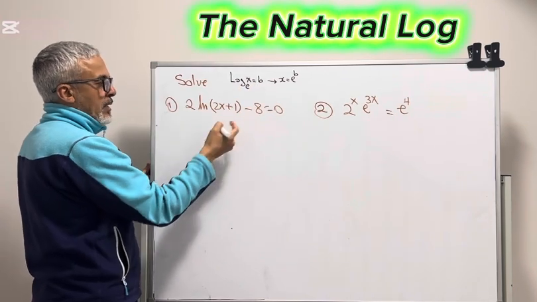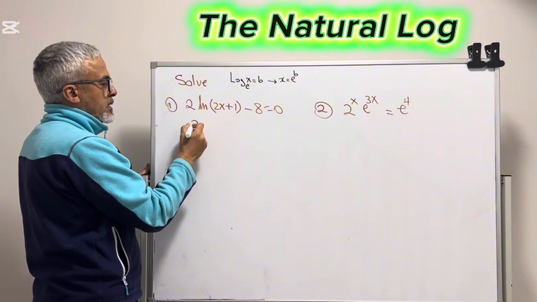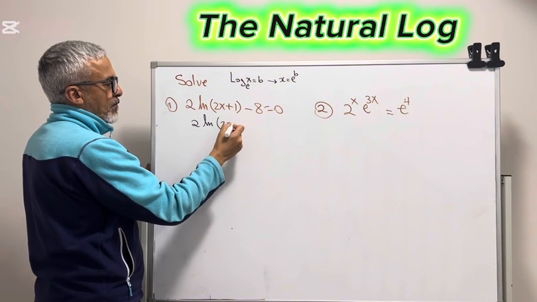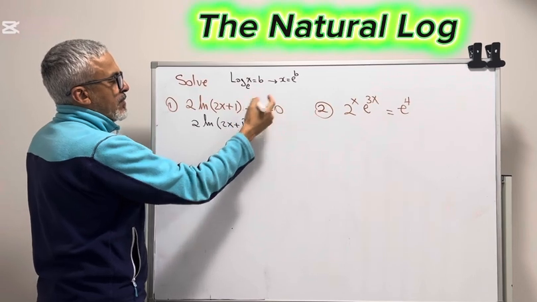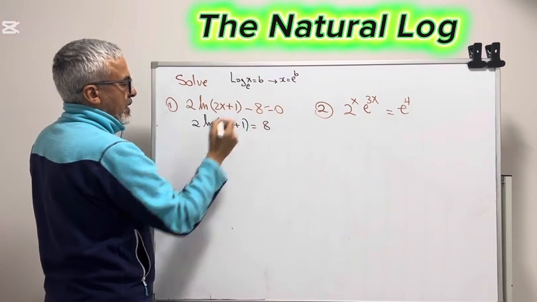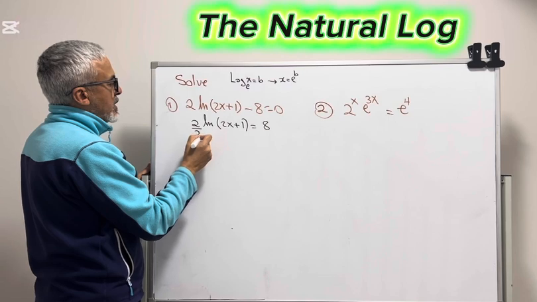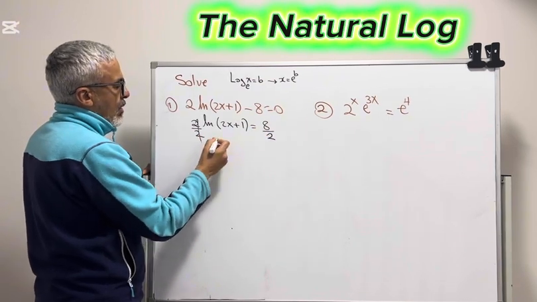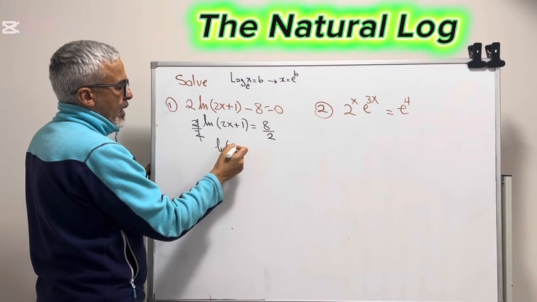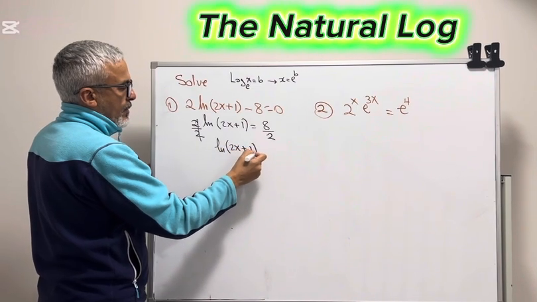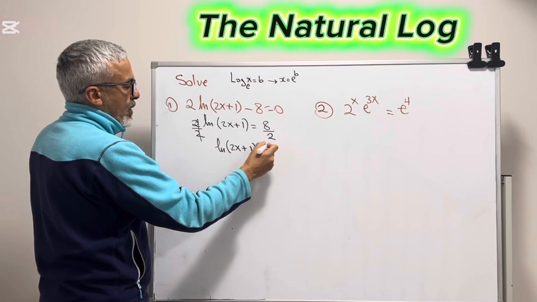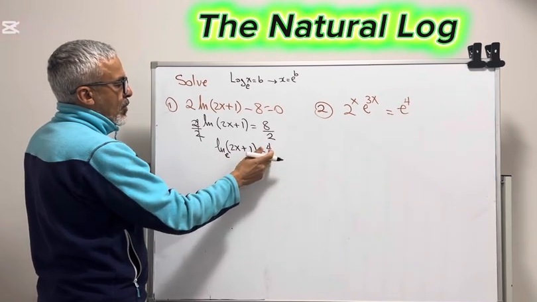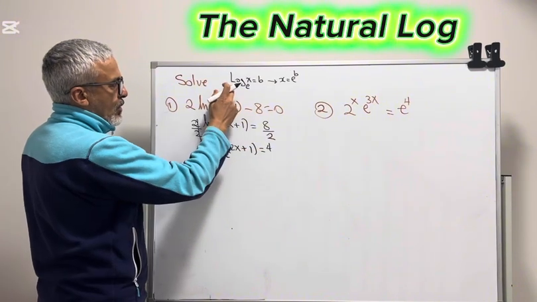So the first thing I'm going to do with this question here is move the negative 8 to the other side, and that becomes positive 8. Divide both sides by 2. We get ln(2x + 1) = 4. Again, we said the base here is e. So e raised to the power of 4 will give you 2x + 1, according to this.